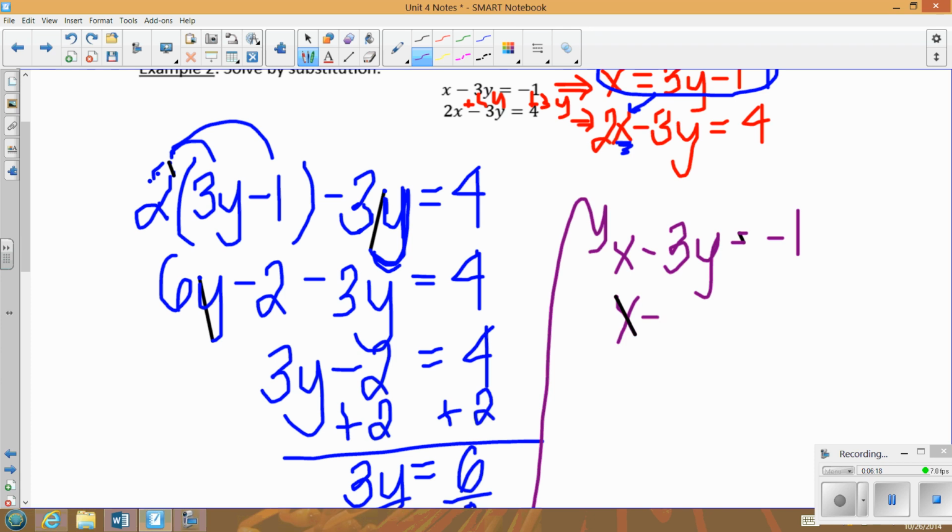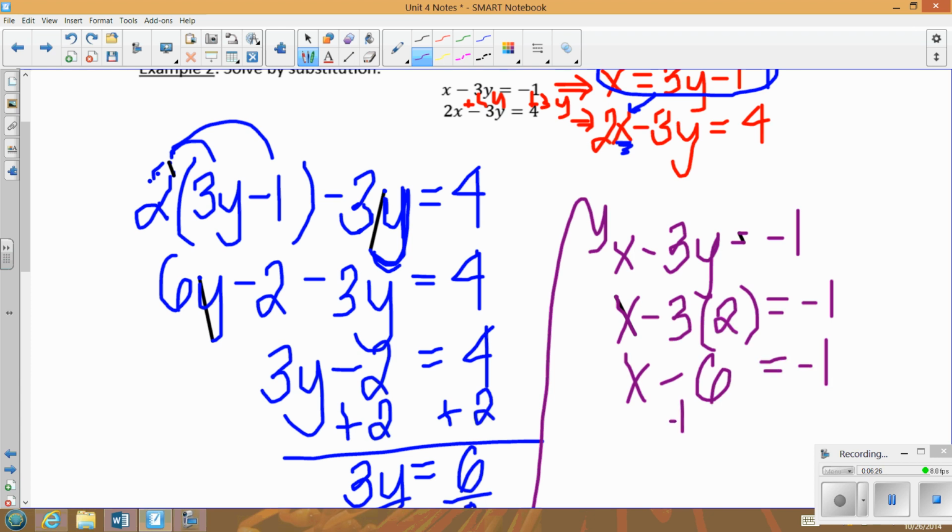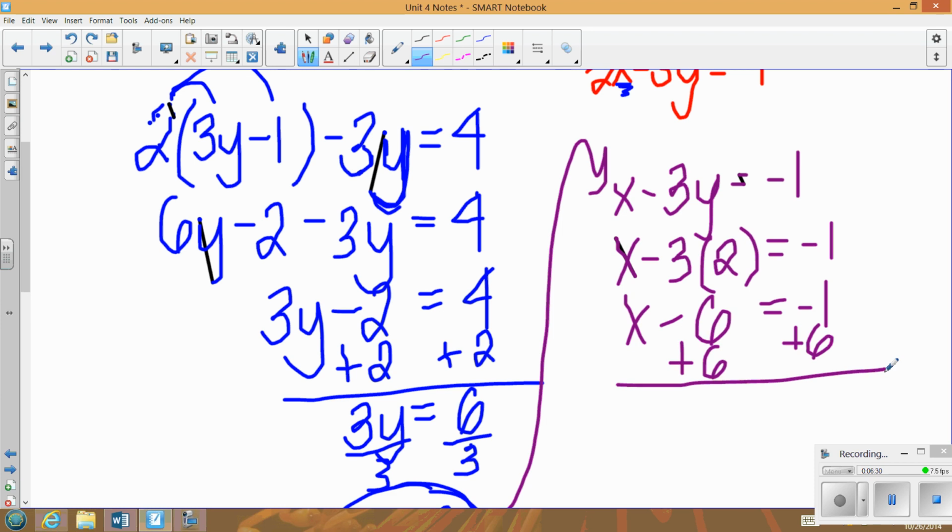So I have x minus 3 times 2 equals negative 1. So we get x minus 6 equals negative 1. Add 6 to both sides. And we get x equals 5.